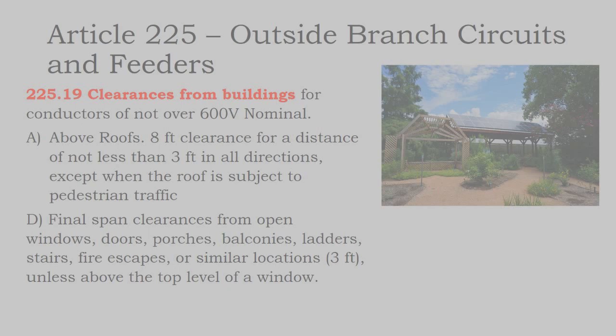The final span, eventually these wires have to go into the building. So the final span between your wires and the building should be 3 feet away from windows and doors and porches and balconies and ladders. If you have someone who's going to hang 3 feet out a window and grab onto a power line, not much you can do in that situation.